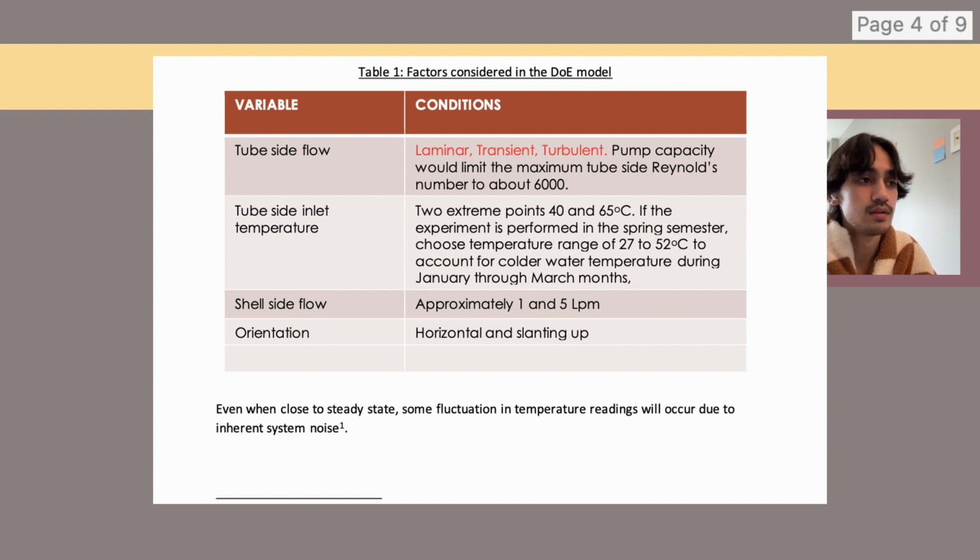Two extreme points, 40 and 65 degrees Celsius. If the experiment is in the months of January through March, you can choose your temperature range of 27 to 52 degrees Celsius. Moving on, flow rates approximately 1 and 5 liters per minute, and orientations horizontal and slanting up.